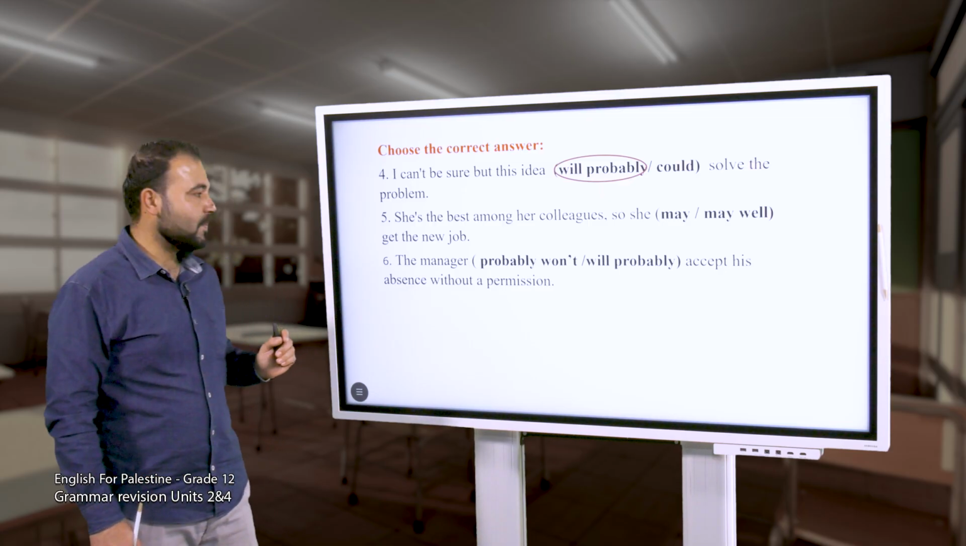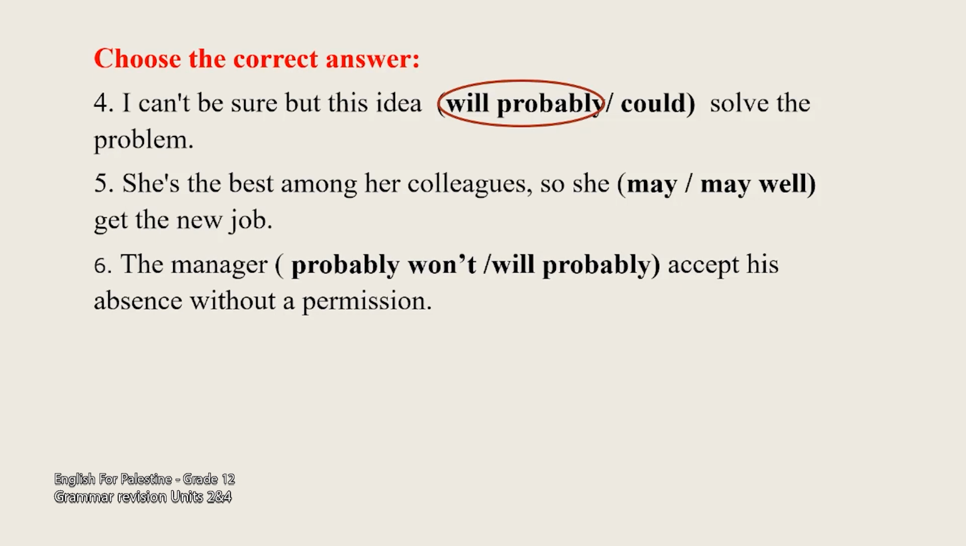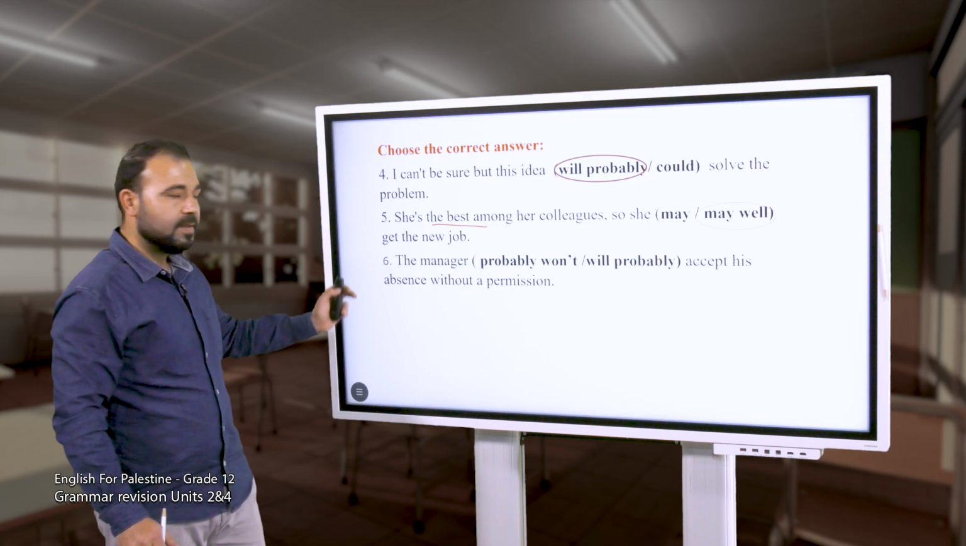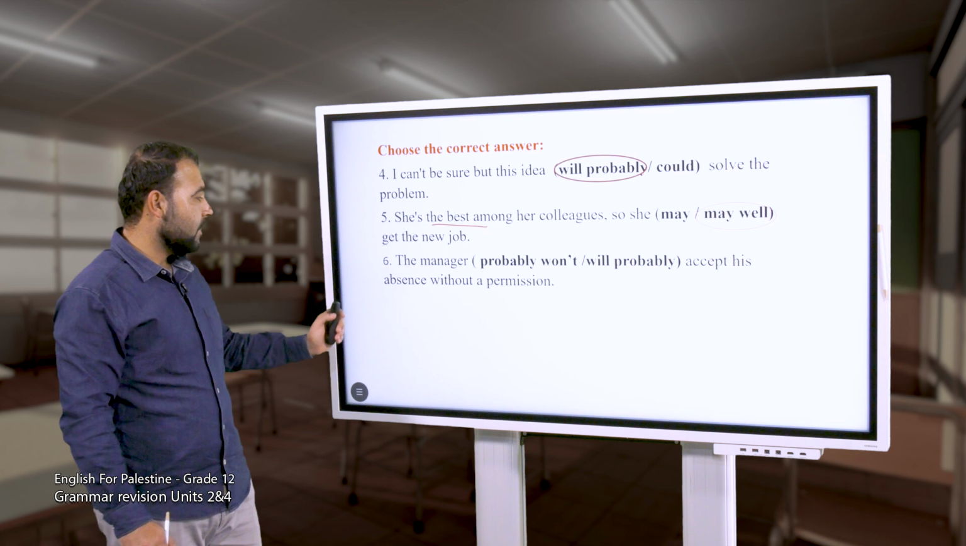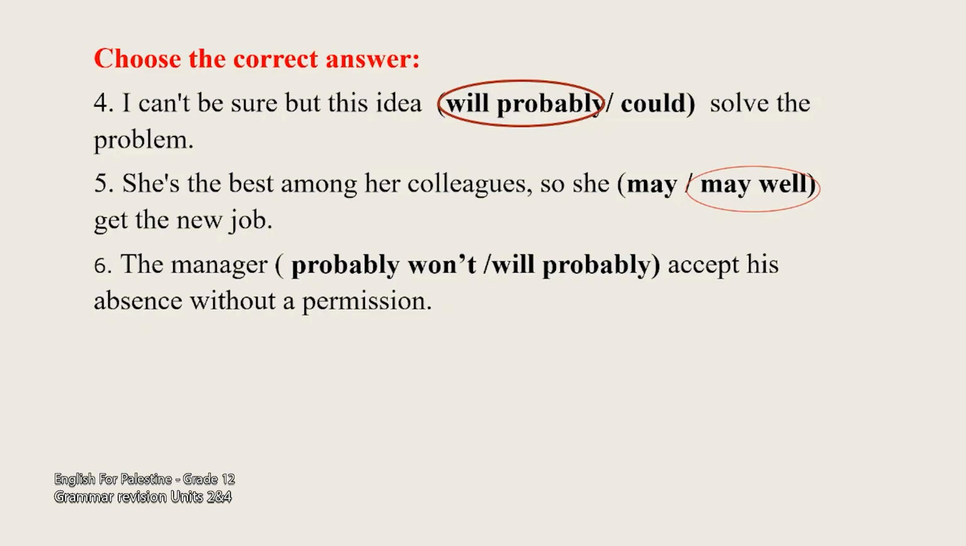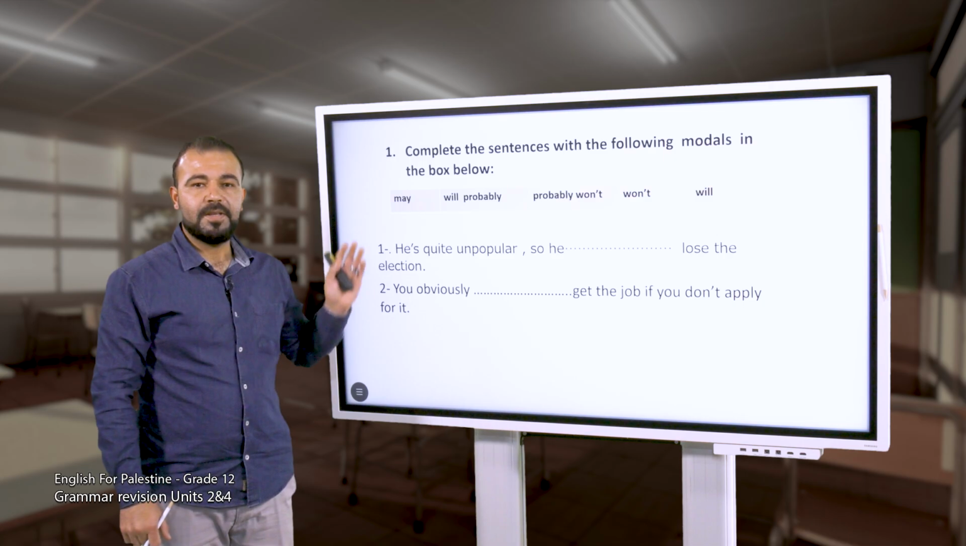Sentence number 5. She's the best among her colleagues, so she may or will get the new job. She's the best. Yes, she will get the new job. Sentence number 6. The manager probably won't or will probably accept his absence without a permission. Yeah, the manager probably won't accept his absence.